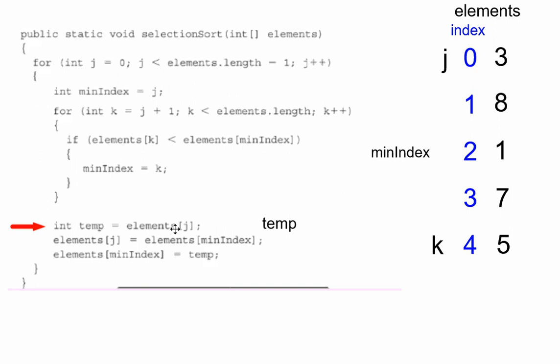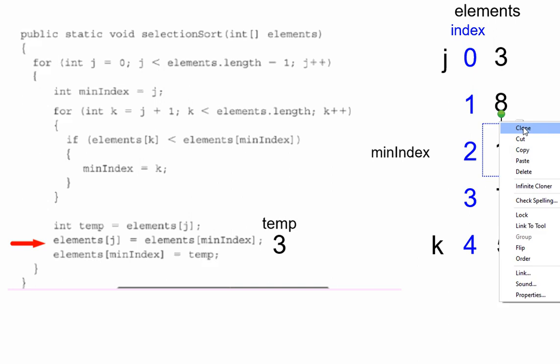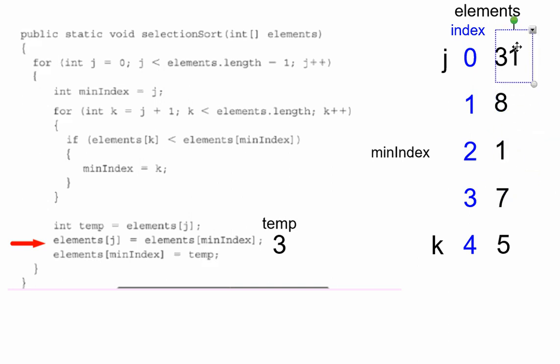let temp be elements at j. So let's see, elements at j is a 3. So I'm going to just clone that and set it right here with temp. Then I let elements at j equal elements at min index. That means that this 1 is going to go up there. So I'll just clone that and put it up here. And that 3 is going to go away. And now I have a 1 there.